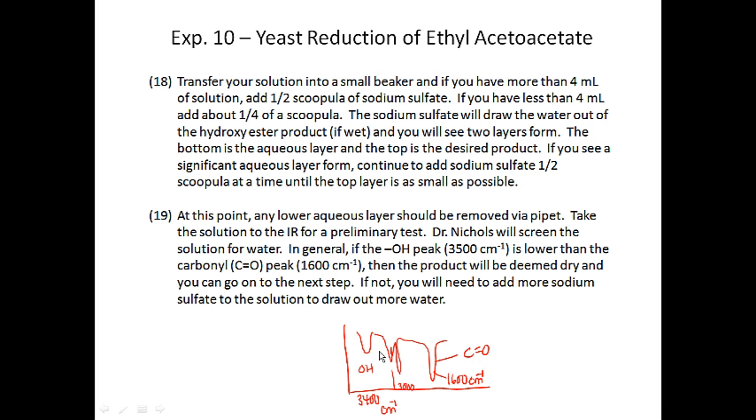What I've found is I like the OH peak to be less intense than the carbonyl. If the OH peak is bigger than the carbonyl, then we add more sodium sulfate until we get as much of that water drawn out of the product as we can, so that we then have a smaller OH and a bigger carbonyl. So that's what I'm going to be looking for.